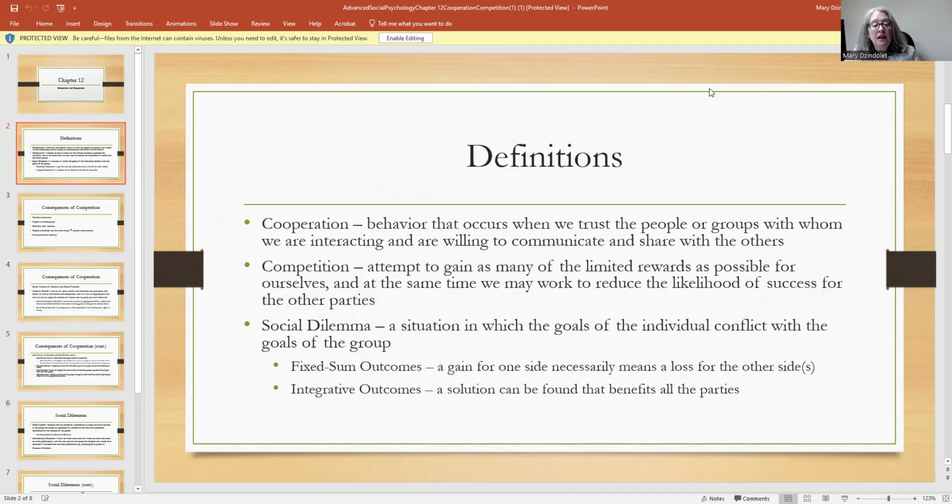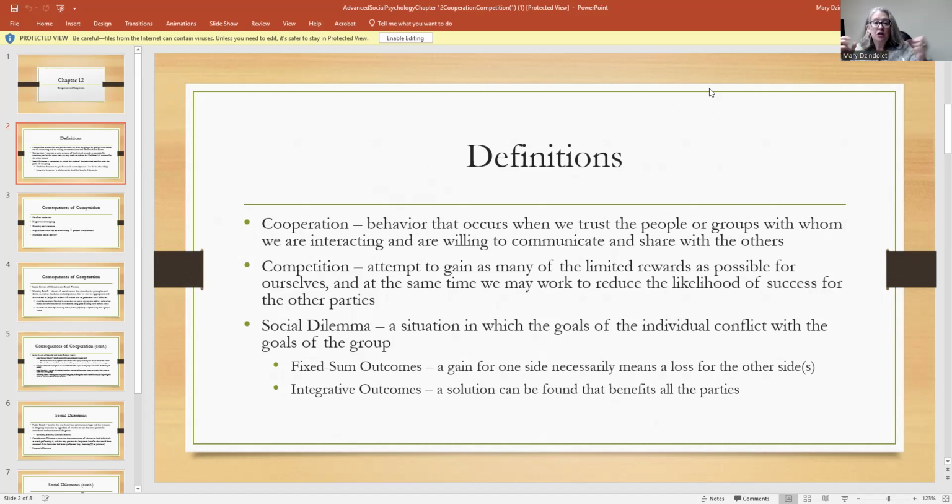In order to study cooperation and competition in psychology, we use what are called social dilemmas. They already exist in the real world, but we experimentally create them so we can study these things. A social dilemma is a situation in which the goals of the individual conflict with the goals of the group. Most of the time in experimental designs, we focus on fixed sum outcome social dilemmas. These are when a gain for one side absolutely means a loss for the other. But in the real world, there are integrative outcomes where a solution can be found that benefits all the parties.